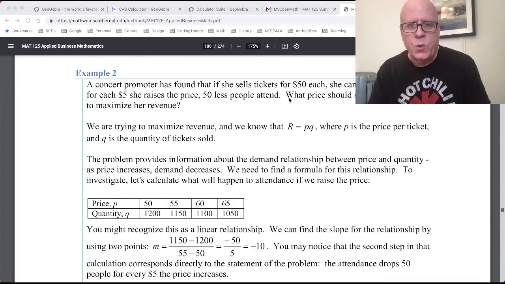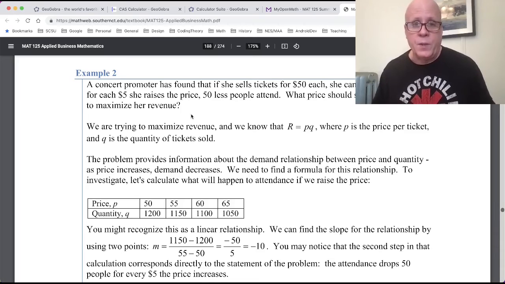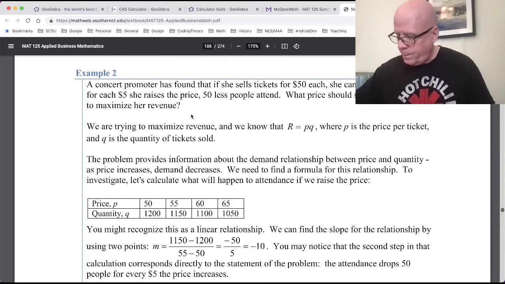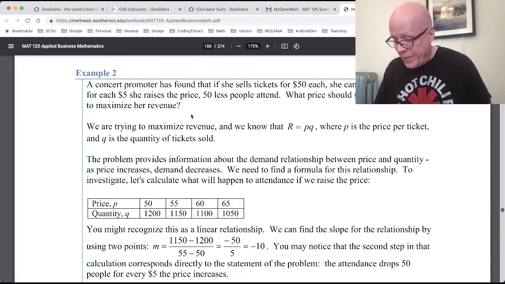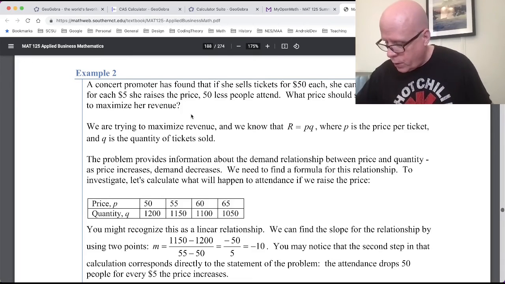The initial question in here was, what price should she sell the tickets at to maximize her revenue? So that phrasing tells you it's a maximization problem, and revenue is the thing you're after. But unfortunately, revenue is stated in terms of two variables. We need to have some kind of condition that will let us reduce the number of variables. So let's transition over to where I can draw.